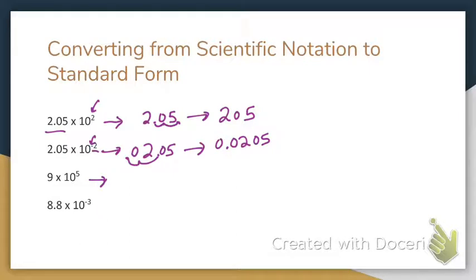Here I have 9 times 10 to the 5th. So the exponent is positive, so I'm going to make the number bigger. So I'll take 9, the decimal's here, and I'll move it 5 times. 1, 2, 3, 4, 5. So my answer is 900,000.